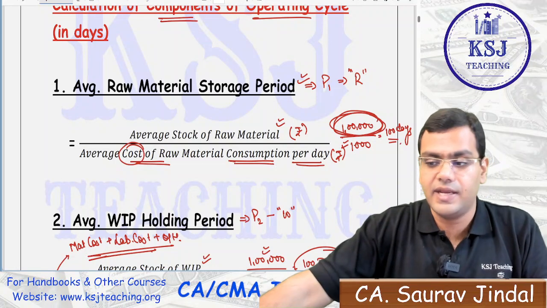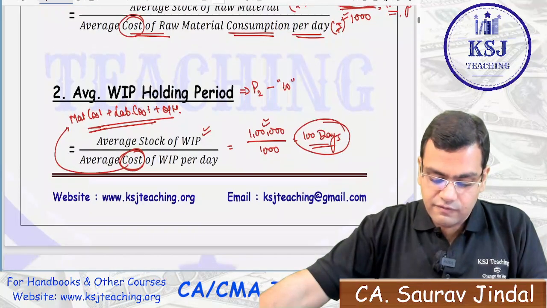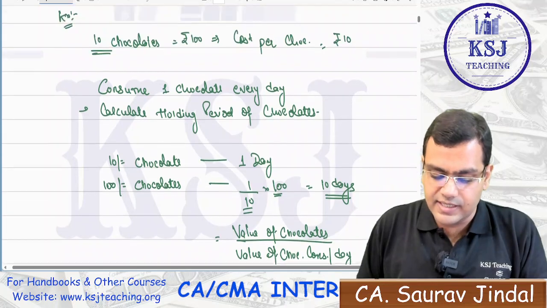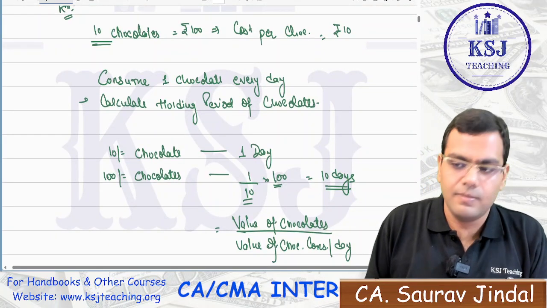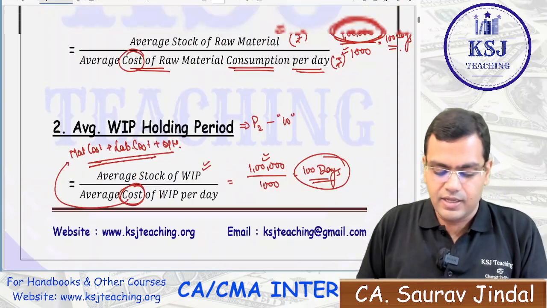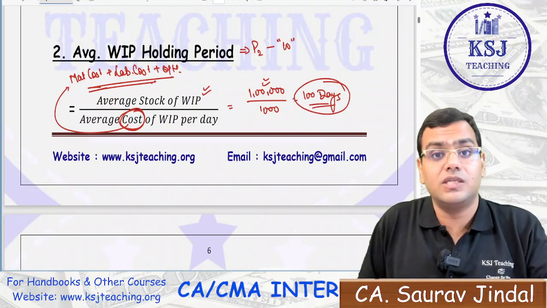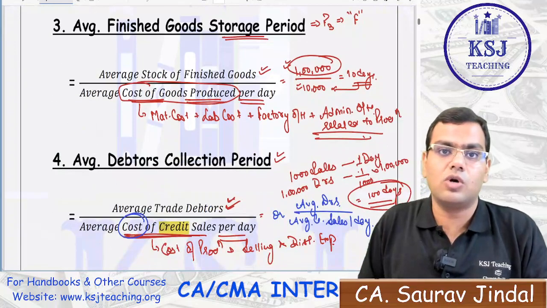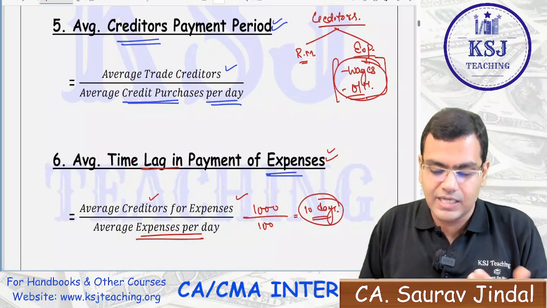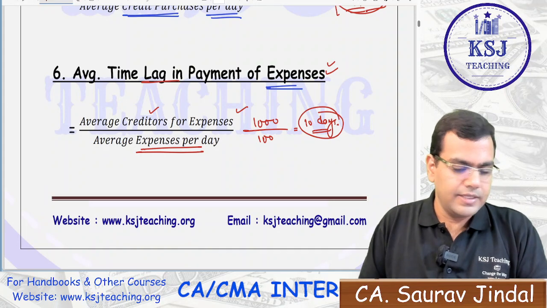that how we are calculating the holding period, the number of days for which the raw material is held in the store, for which the WIP. Remember this chocolate example. The simplest way to remember: total value of the chocolates divided by value of chocolate consumption per day. And with everything, if we are talking about raw material, the cost of raw material per day; WIP, the cost of WIP per day; finished goods, the cost of production per day; debtors, the cost of credit sales or the credit sales per day; creditors, credit purchases per day; expenses, average expenses per day, right?